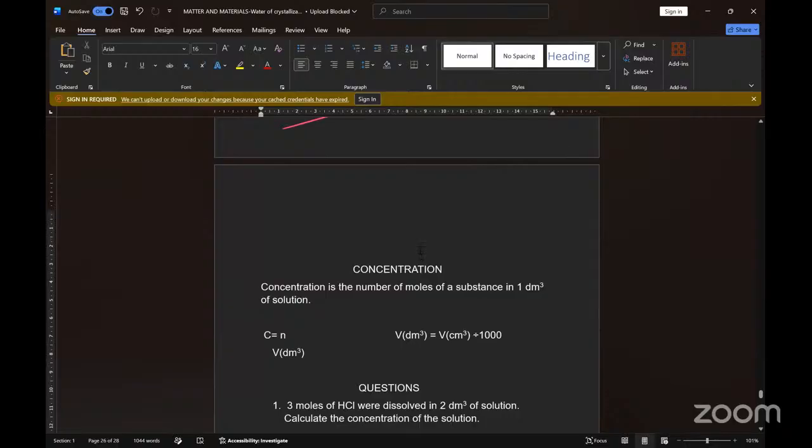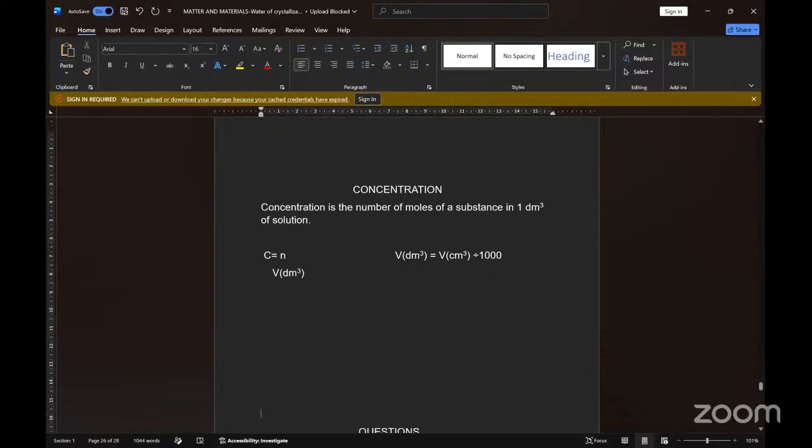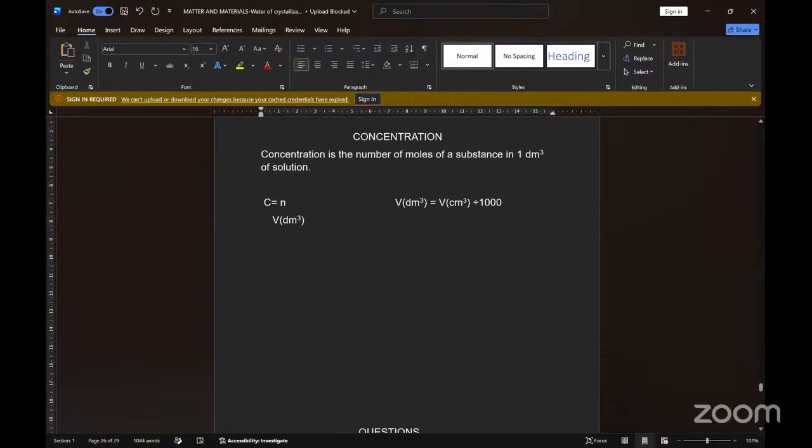Now we are going to talk about concentration. Now, the word concentration in chemistry simply means the number of moles of a substance dissolved in 1 decimeter cube of solution. Okay. Now, when you say something is concentrated, there are two ways of looking at it. A concentrated substance could mean you have a lot of the substance in a given volume of solution, or you can have few of the substance, but the volume decreases. You still have the same thing.